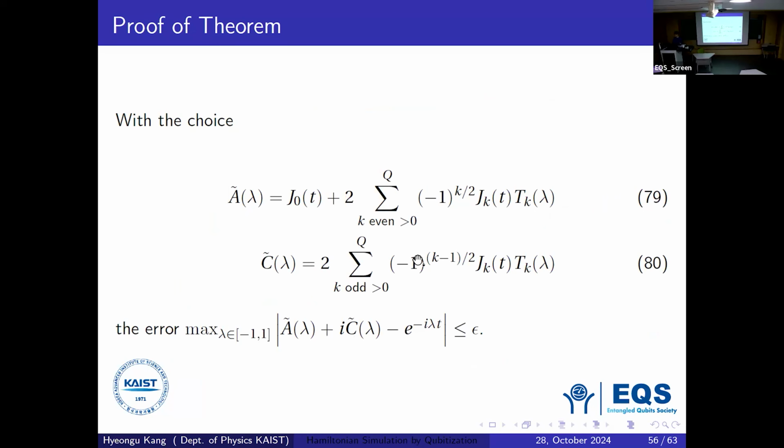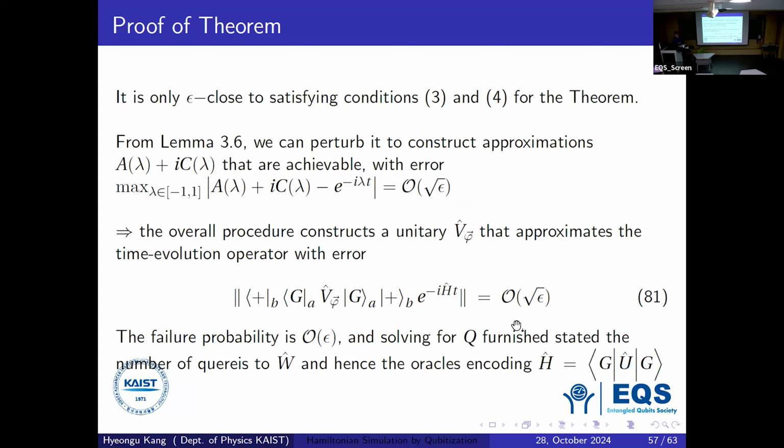So we can choose this one and this choice of these functions. It is only epsilon close to satisfying the conditions for the theorem. And remember the lemma that we proved just before, that was the lemma for the case where there are some epsilon errors, so we can bound these errors. So this is the proof of the theorem.